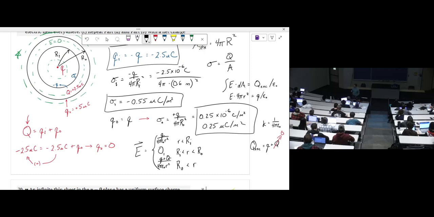Yeah, good question. So in this case, what ends up happening is on the outermost wall, you end up having the total net charge represented on the outermost wall. Yes, and that's true no matter how many layers of shells that you have too. Good question.